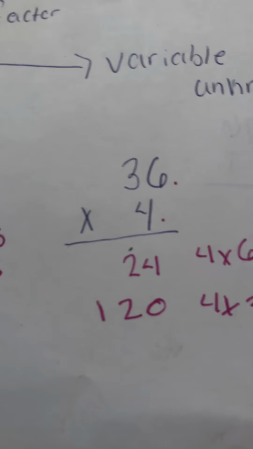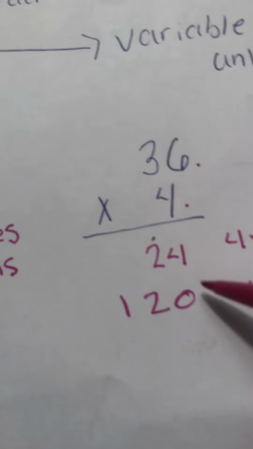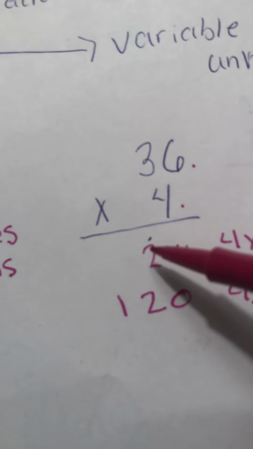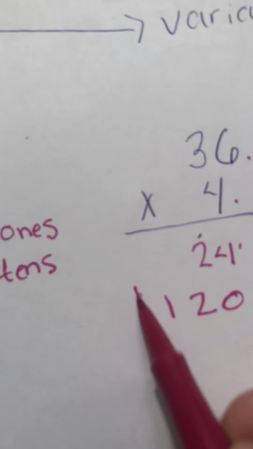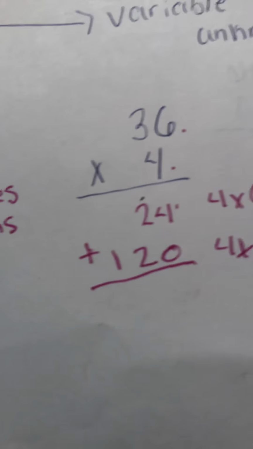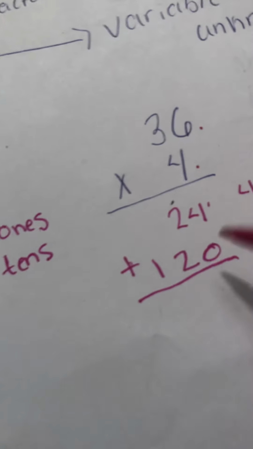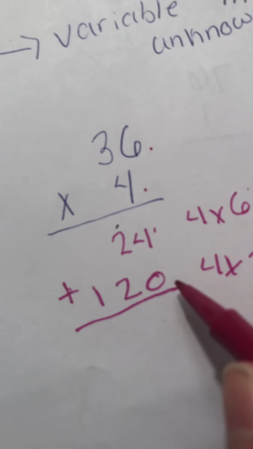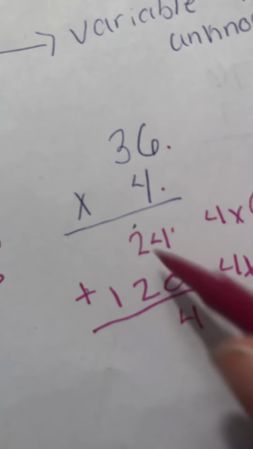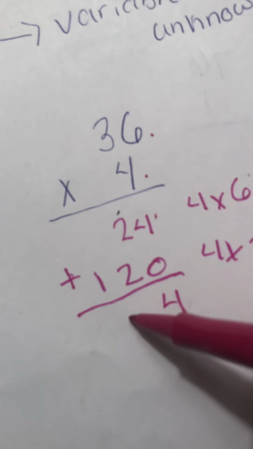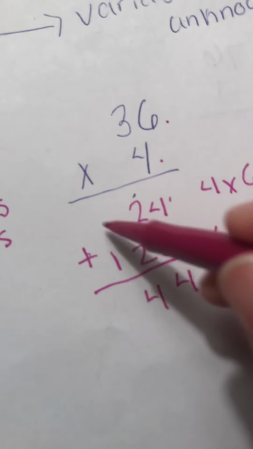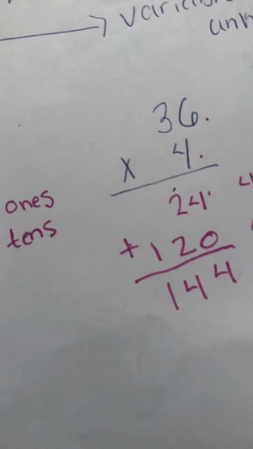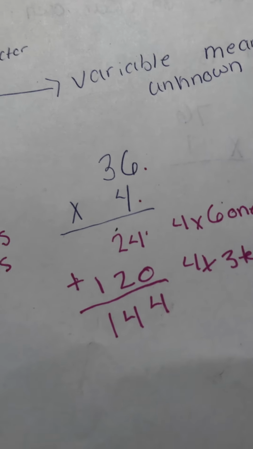When you're adding these partial products, you need to make sure that your place values line up. So my 1s should be in line, my 10s should be in line, and my 100s should be in line. Once I've done everything I can do multiplication-wise, I'm just going to add those together. So 4 plus 0 is 4. 2 plus 2 is 4. And then 1 plus 0, because there's no hundreds up here, is 1. Which means that the product of 36 times 4 is 144.